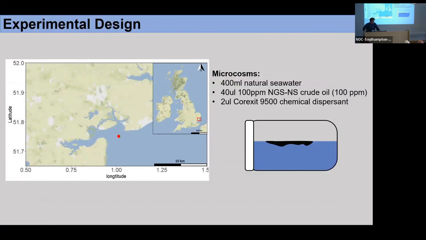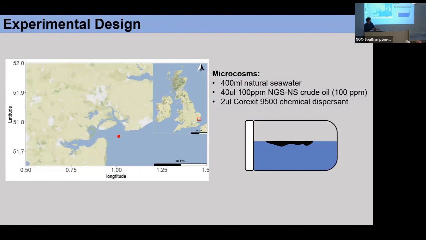Well, I created 500 milliliter microcosms using 400 milliliters of natural seawater collected from the North Sea just off of Mersea Island, which is on the coast of Essex and Suffolk. And I treated these with crude oil with and without the presence of chemical dispersants.